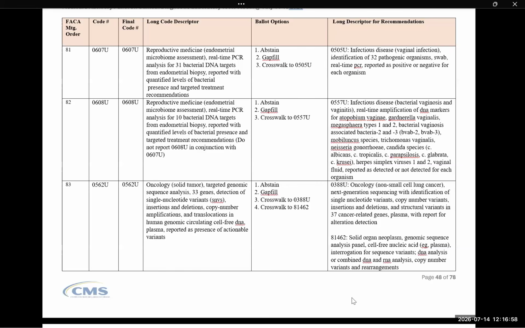And I recommend the 81462 over what the company proposed, 0388U, because 0388U is a narrower non-small cell lung cancer plasma panel, and because CMS prefers a crosswalk to a category 1 code when it fits. But 0388U remains on the ballot as an alternative.